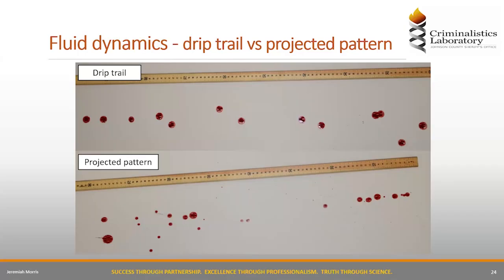Now look at the lower picture. The lower picture is a projected pattern. This is where I just took a pipette and I shot the blood straight out in front of me. And going back to that liquid jet breakup, it broke that stream or that jet of blood into smaller droplets, but they were not of consistent size. So the distribution of size is random. And that is a key factor to differentiate between a drip trail and a projected pattern.